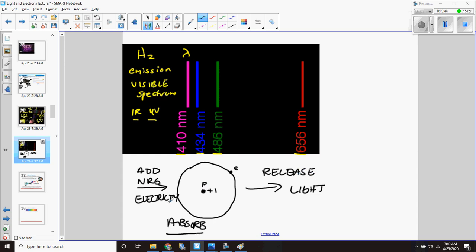Hydrogen absorbs energy from the electricity and releases energy in the form of light. So this is a really important conclusion. It is absorbing energy and releasing energy, but it's releasing energy in a different form. It's releasing the energy in the form of light.